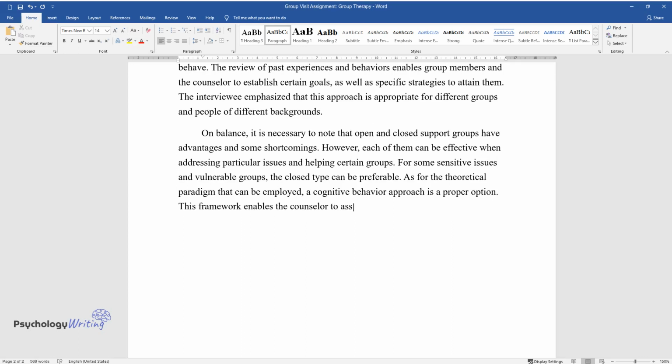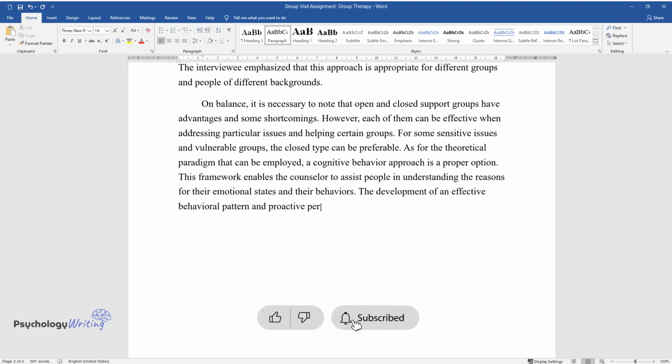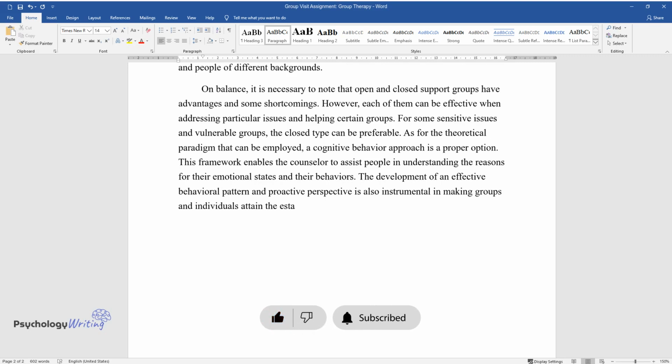This framework enables the counselor to assist people in understanding the reasons for their emotional states and their behaviors. The development of an effective behavioral pattern and proactive perspective is also instrumental in making groups and individuals attain the established goals.